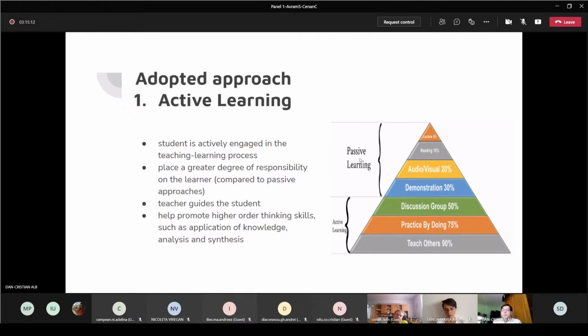As you can see here on the picture on the right, this is the learning cone proposed initially by Edgar Dale. On the base of the pyramid, we have active learning, and on the top, we have passive learning. Those percentages represent the retention rate after 2 weeks. We can see that passive learning methods are not so good for long-term knowledge. But if we teach others and practice by doing, then we have a higher chance of easily assimilating information.